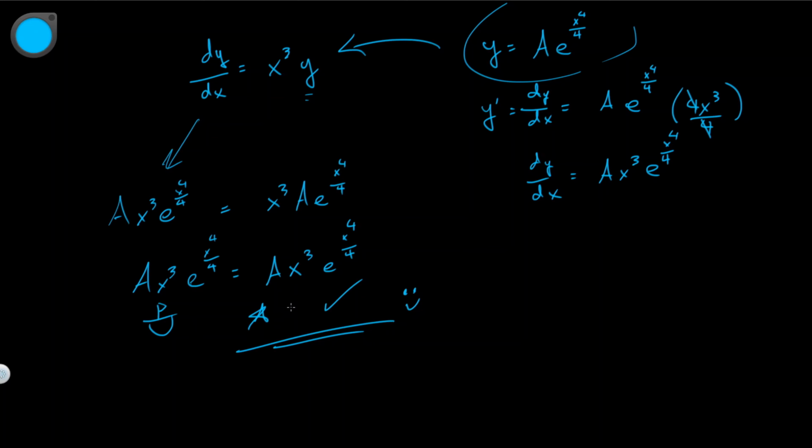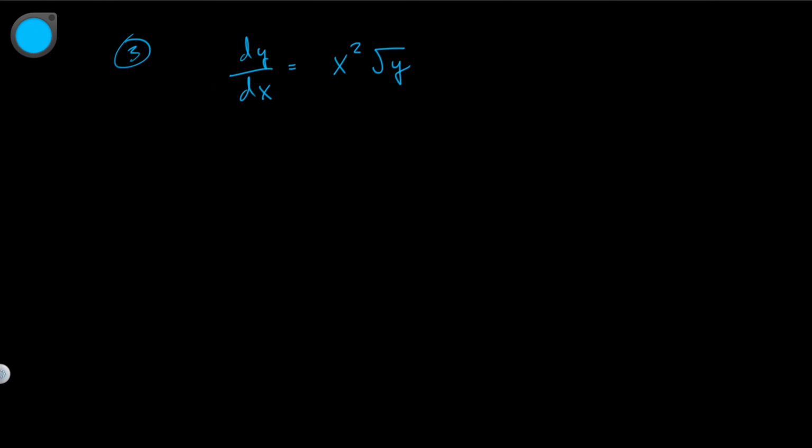All right, let's do a few more examples, and then we'll jump to how to deal with that one that was not separable. Okay, here is my example number 3 from the previous page. Step 1: let's isolate the y's and isolate the x's. In this example, that just means I'm going to write this as dy/dx times 1 over the square root of y is equal to x squared.